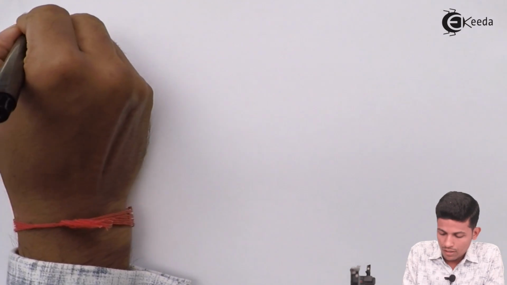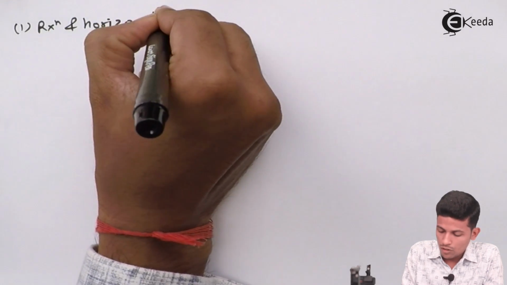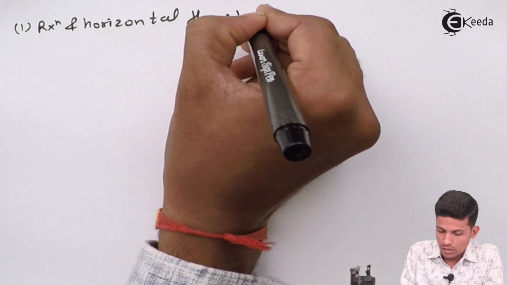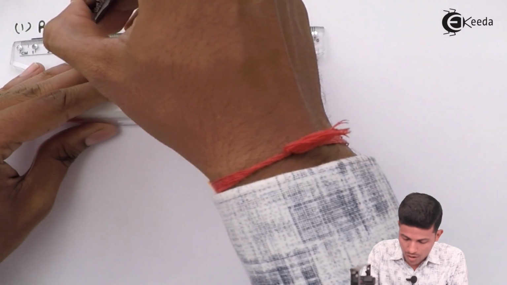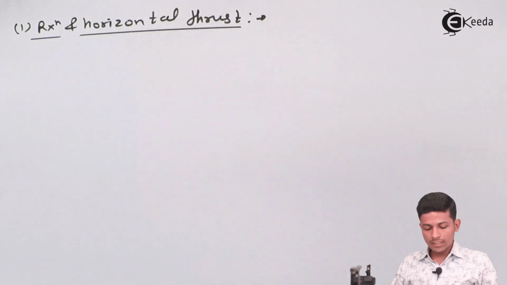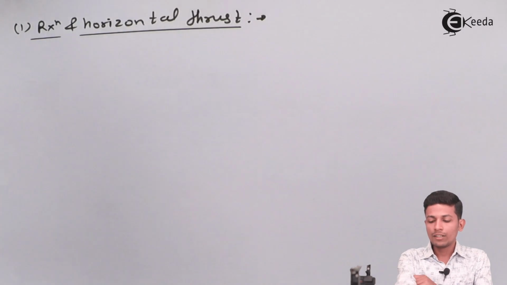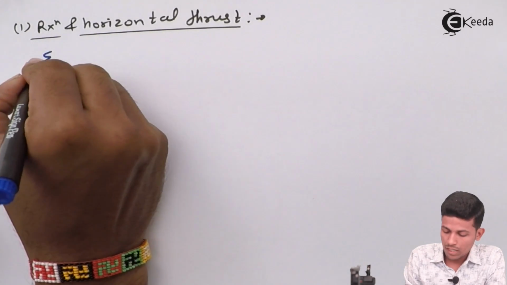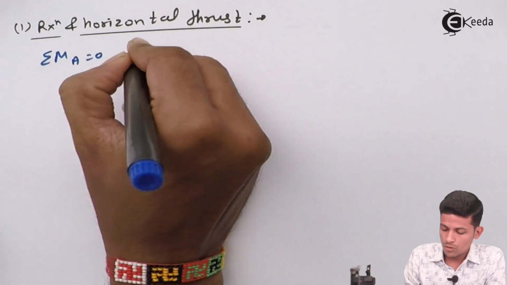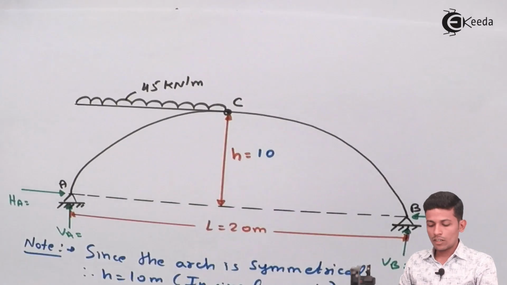Our first step will be reaction and horizontal thrust. Now how will you find the reaction? Since this is a symmetrical arch, as you all know, first we have to find the moment, then y, then x. So summation of moment at A equal to 0, clockwise positive.